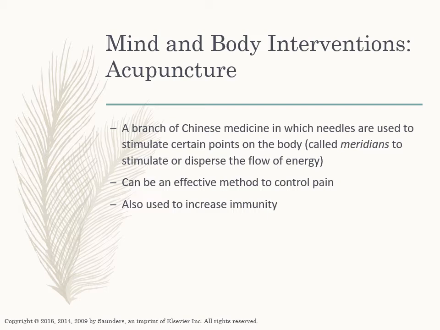Mind and body interventions. Acupuncture. This is a branch of Chinese medicine in which needles are used to stimulate center points of the body. It can be effective in controlling pain. It is also used to increase immunity. Acupuncture is an ancient Chinese medicine therapy that works to encourage the body to heal itself.